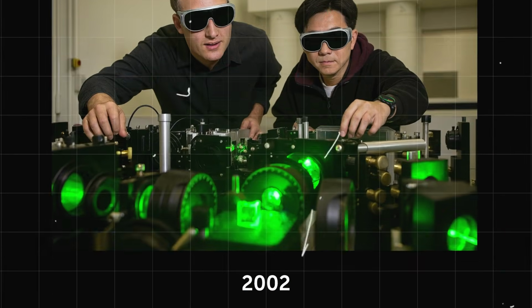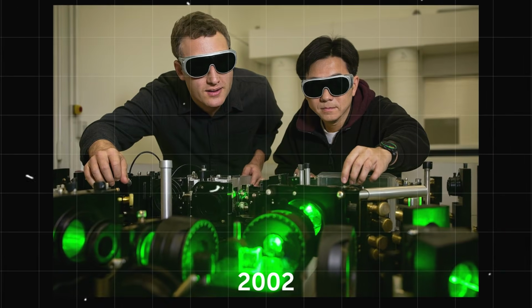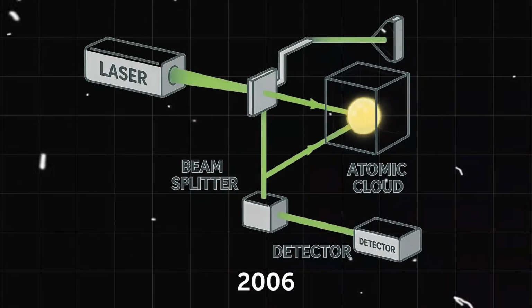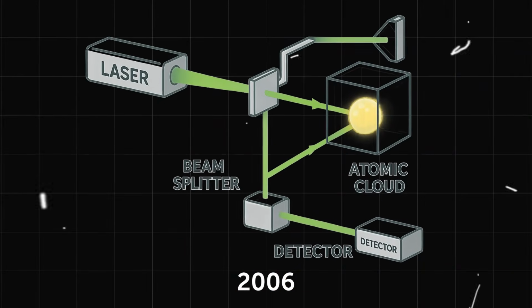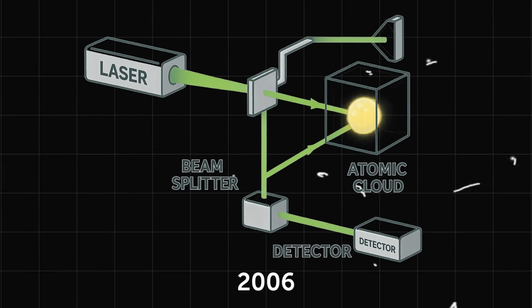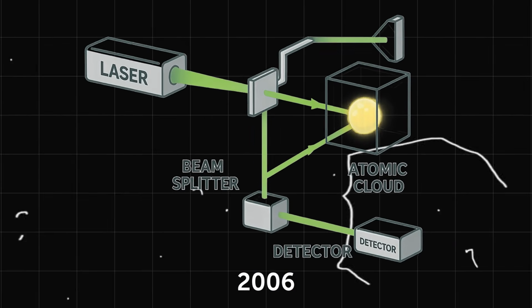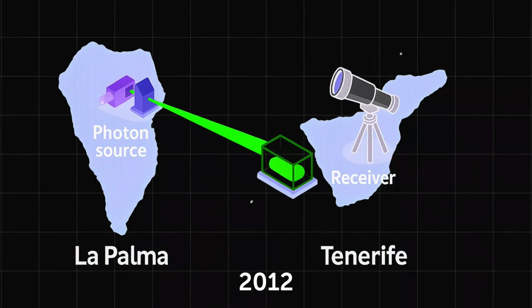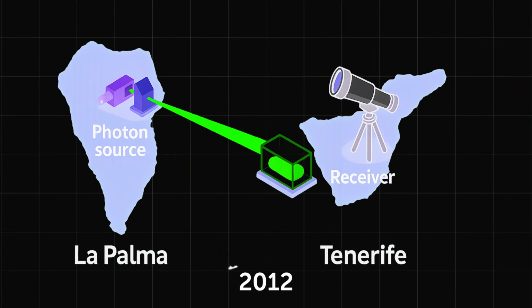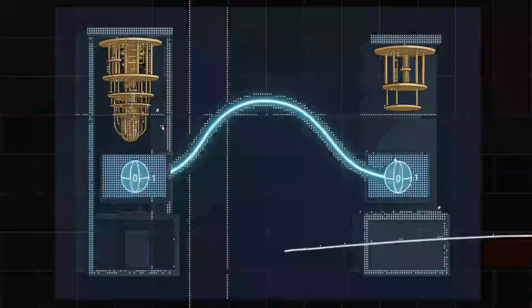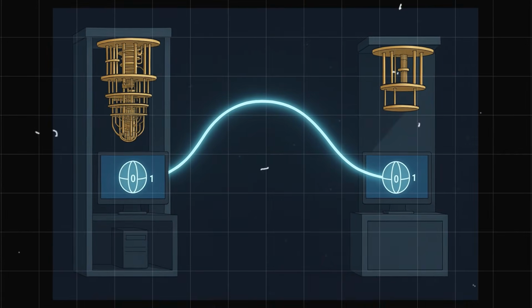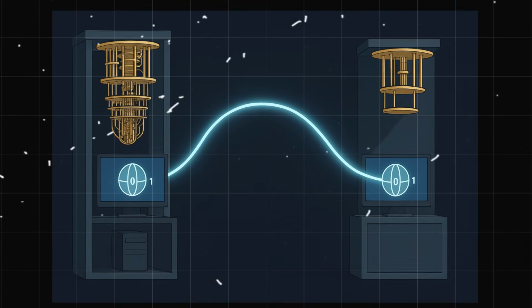In 2002, scientists managed to teleport a laser beam this way. In 2006, they teleported information from a laser into a cloud of atoms. Don't ask, it already sounds very difficult. In 2012, they teleported a photon from one end of the city to the other. And now, scientists have been able to teleport the quantum state of a qubit between two computers.